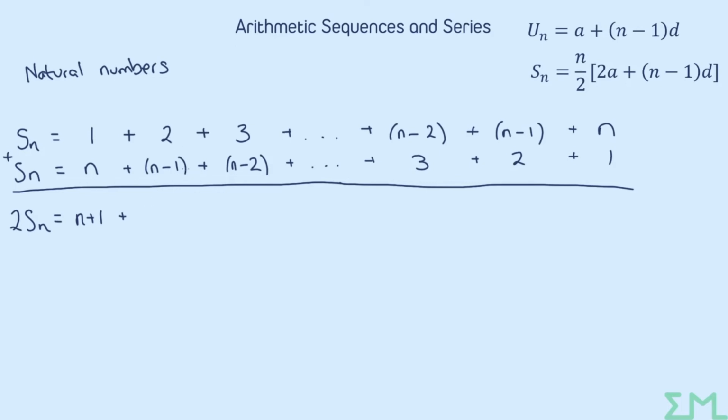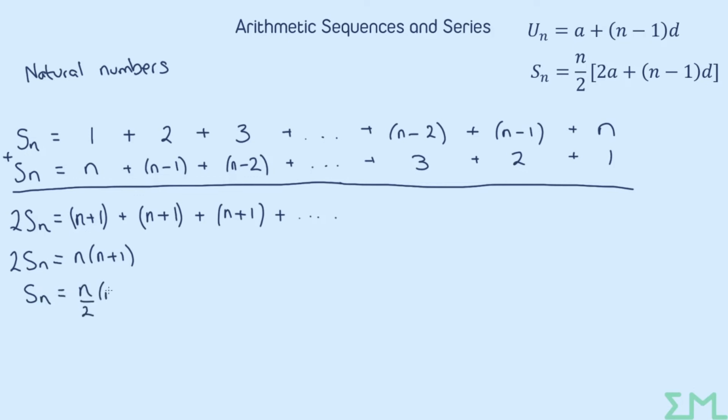2 plus n minus 1 is n plus 1. 3 plus n minus 2 is n plus 1. And we can see, I'm going to put these in brackets to make them stand out even more. It's going to be the same thing over and over again. Again, how many are there? Well, we're summing to n terms, so there are n of them, so n(n plus 1). And then finally, we divide by 2.